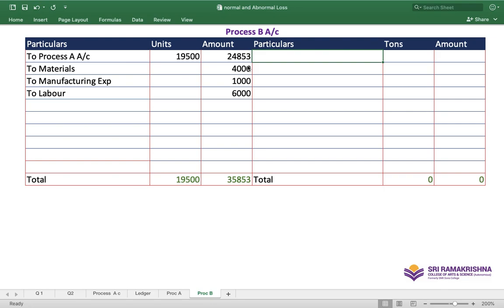Next, coming to the credit side. Here also we are expecting a loss. The normal loss here is said to be 5%. So in process B, by normal loss at the rate of 5%, equal to 19,500 into 5%. So it is 975, and this will be valued again, as I told you, at 5 rupees per 100 units, so it is 0.05. So the value is 975 into 0.05, so 48 rupees 75 paise.